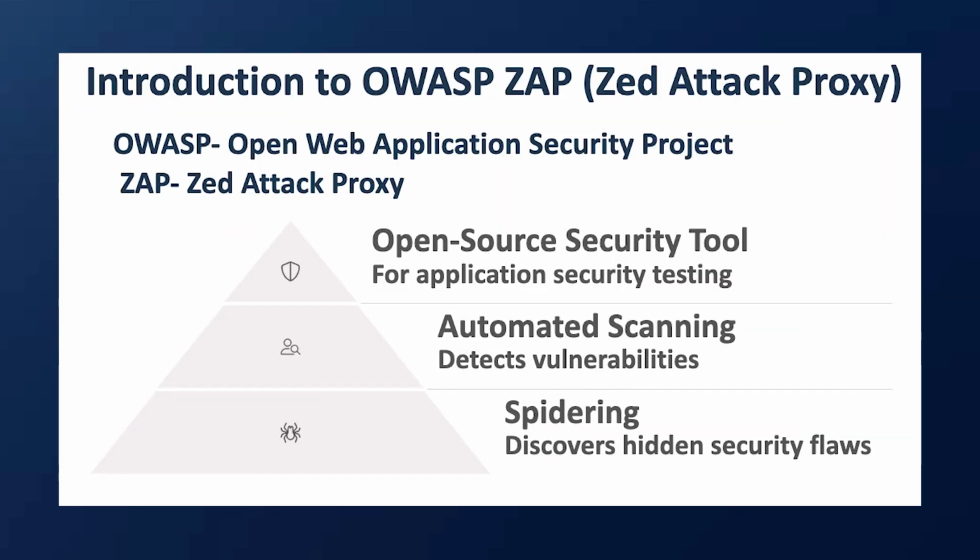Now, introduction to OWASP ZAP, that is Zed Attack Proxy. OWASP refers to Open Web Application Security Project, and ZAP refers to Zed Attack Proxy. It is an open source security tool for application security testing, and automated scanning is done. It detects vulnerabilities. Last but not the least is spidering, which discovers hidden security flaws.